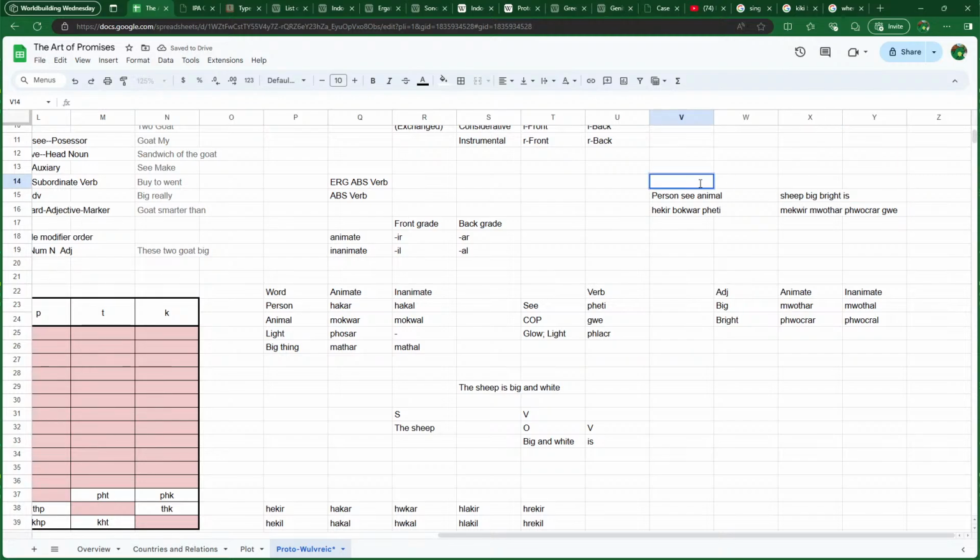So a person sees the animal. So we will have person see, or person animal see. And then the sheep is big and white becomes sheep big bright, copula. Yeah. So Hekir Bokwar Petit and Mekwir Mortar Poshrargue.